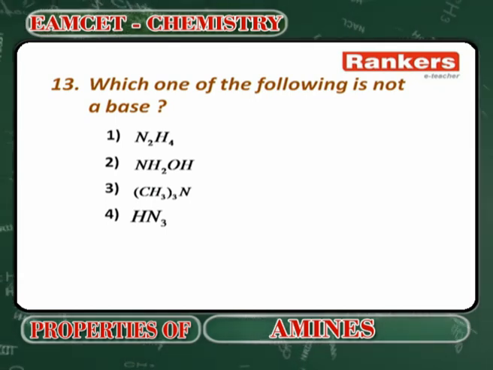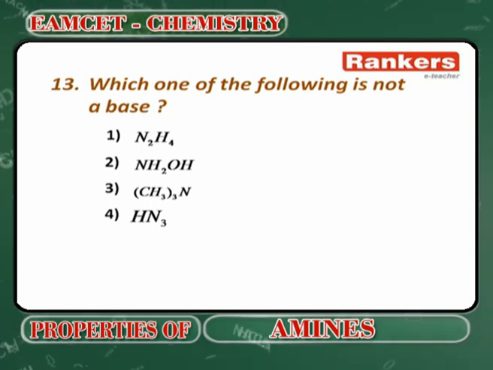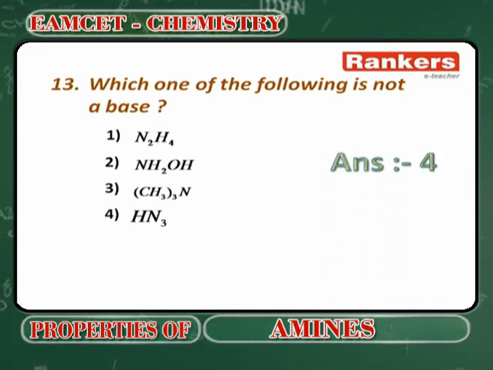Which of the following is not a base? First one is N2H4, it has NH2 twice. NH2s are very good amines, in fact a stronger base. Second one, hydroxylamine, is also a base. A tertiary amine is also a base. The last one you see, HN3, this is not NH3.